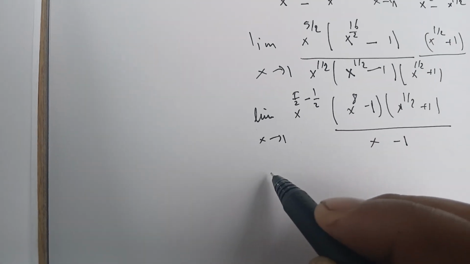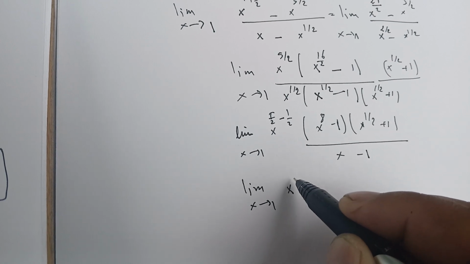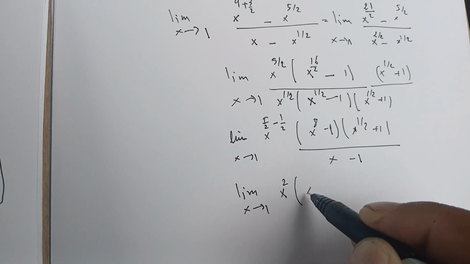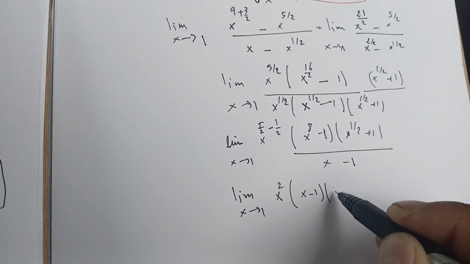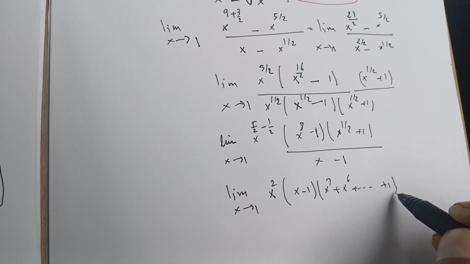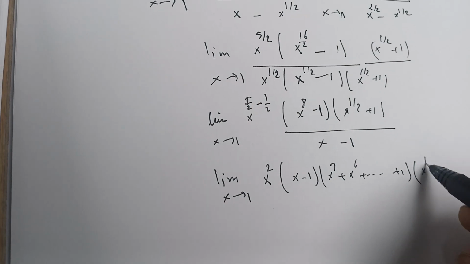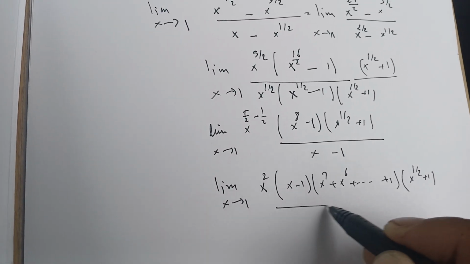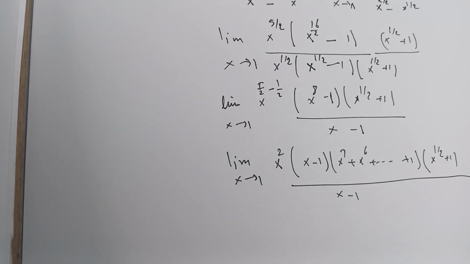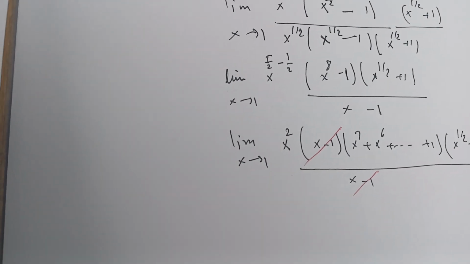So now I can write this one as the limit as x goes to 1. So x to the power 4 over 2, which is 2. And here I can write this one x minus 1 times x to the power 7 plus x to the power 6, etc. until the last one, which is 1. And I multiply by x to the power 1/2 plus 1, over x minus 1. Now I can simplify by this term without any fear.